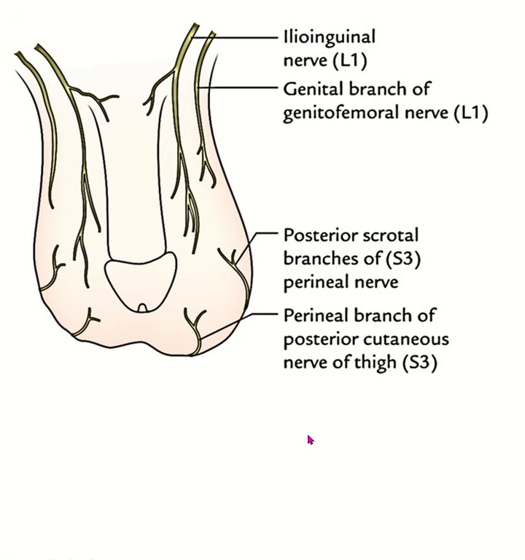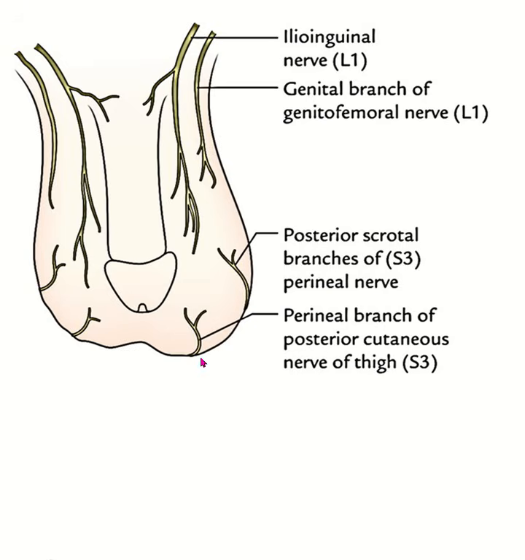The nerve supply of the scrotum. The anterolateral surface is supplied by the genital branch of the genitofemoral nerve, root value L1 and L2, and the anteromedial surface is supplied by the ilioinguinal nerve, root value L1, both are branches of the lumbar plexus. The posterior scrotal branch of the perineal nerve is a branch of the pudendal nerve, which arises from the sacral plexus. It supplies the posterolateral portion of the scrotum.